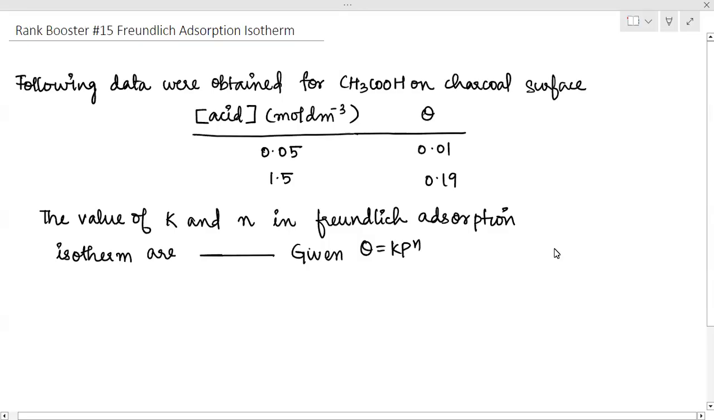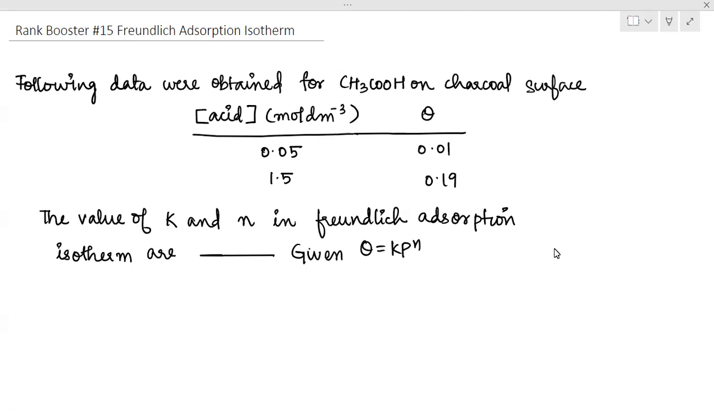Hi everybody, welcome to Rank Booster number 15. Today's question is from the topic of Freundlich adsorption isotherm, which comes under surface chemistry. So let's read the question.